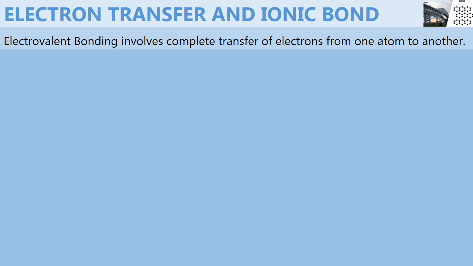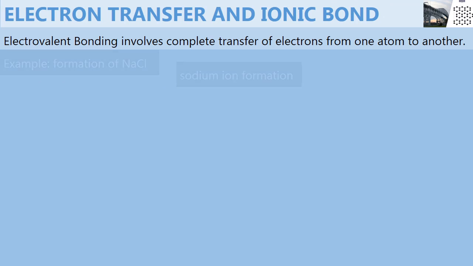Let us begin with the first type of bond that is formed when there is complete electron transfer from one atom to another. This type of bond is known as ionic bond. By definition, ionic bonding is electrovalent bonding that involves complete transfer of electrons from one atom to another.